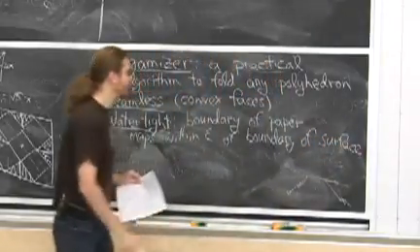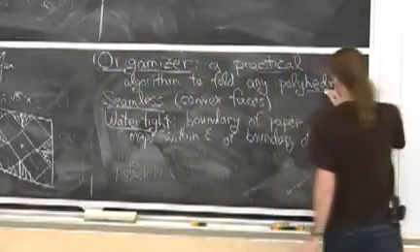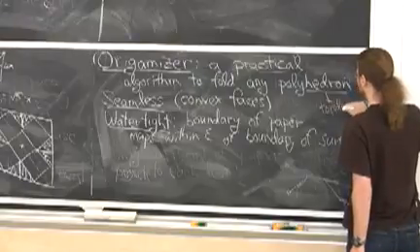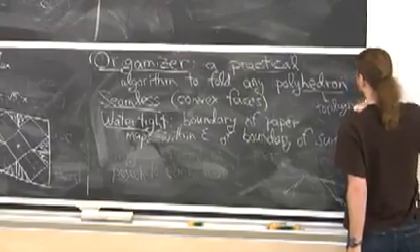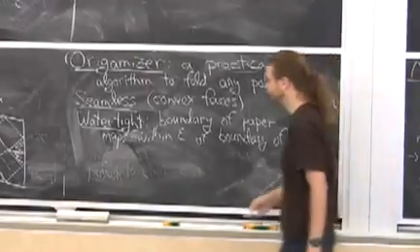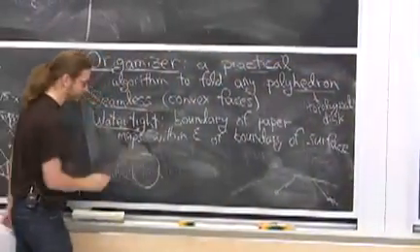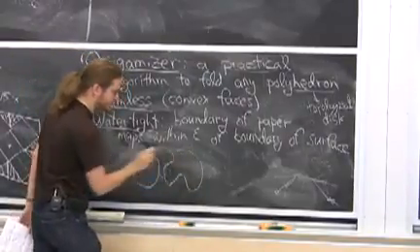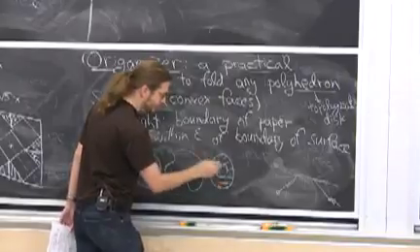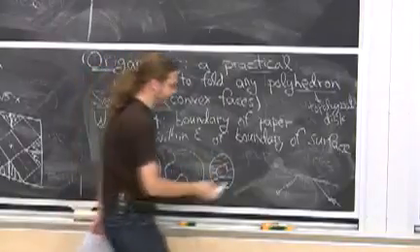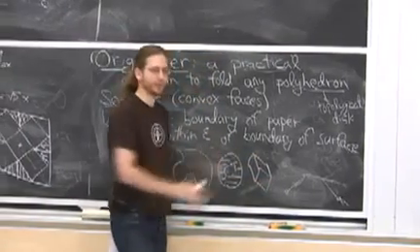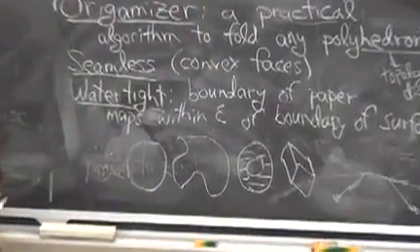And here, when I say polyhedron, I really mean something that's topologically a disk. Okay, brief topology. This is a disk. This is a disk. This is not a disk. Cube is not a disk. It's a sphere.